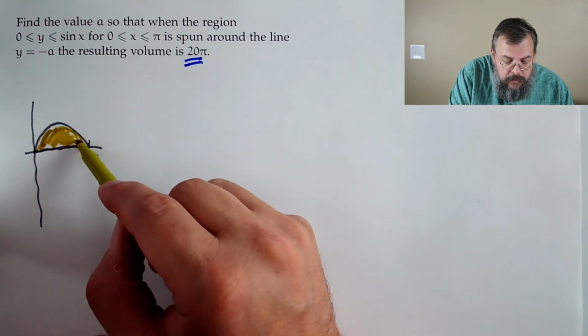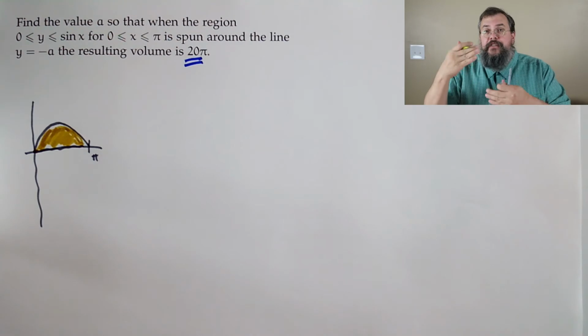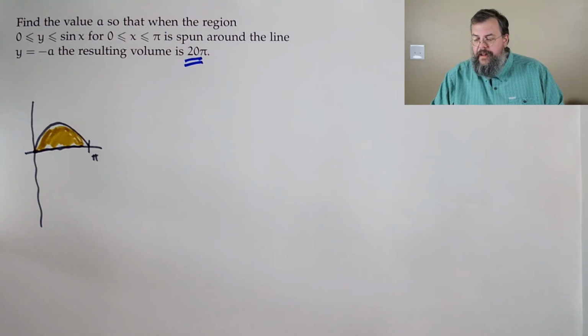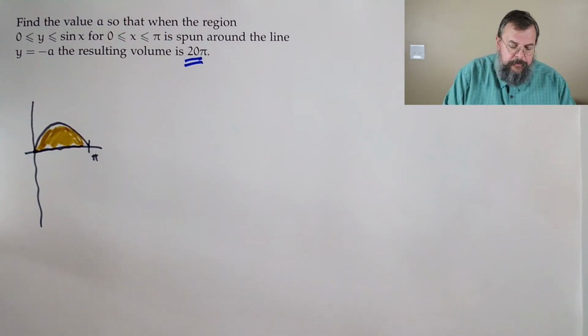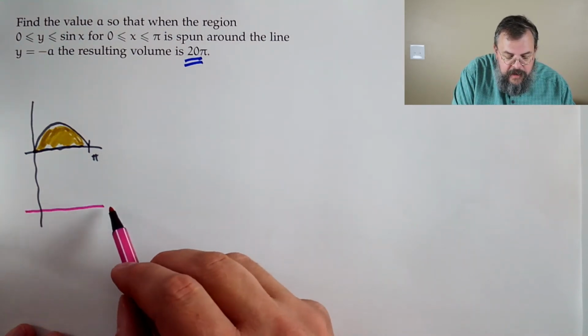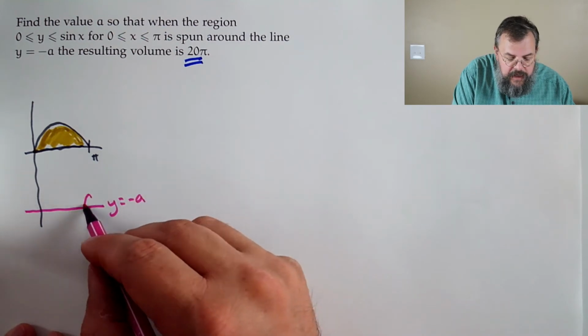All right, so that's what we're spinning. But now we're spinning it around a different object. We're not spinning it around the x-axis. We're spinning it sort of off some offset line. So all the way down to here. So here we go. There's just some line down here, y equals negative a. And we're going to spin it that way.